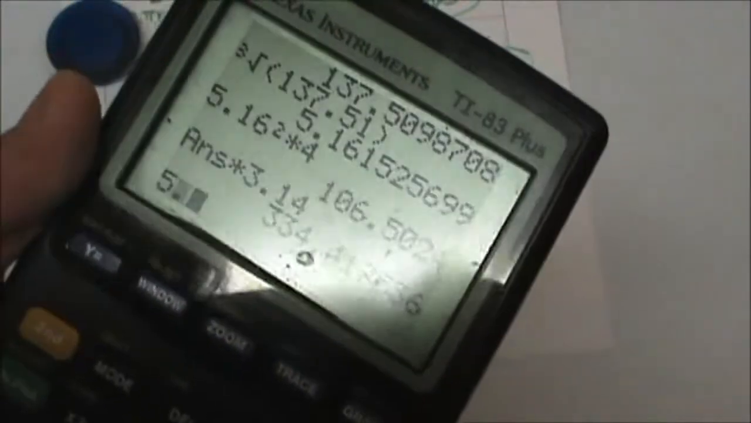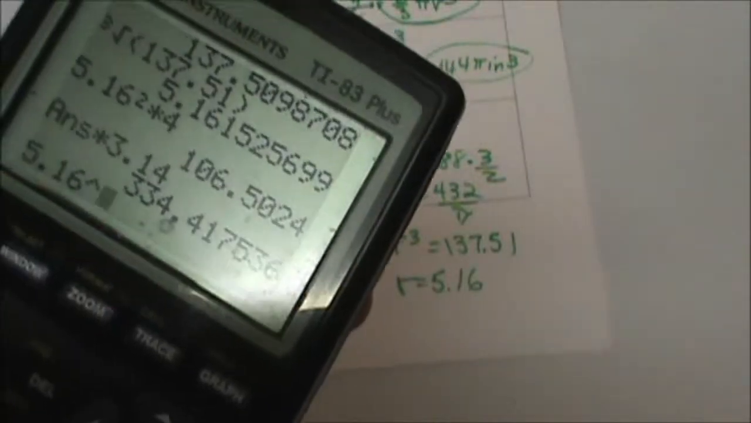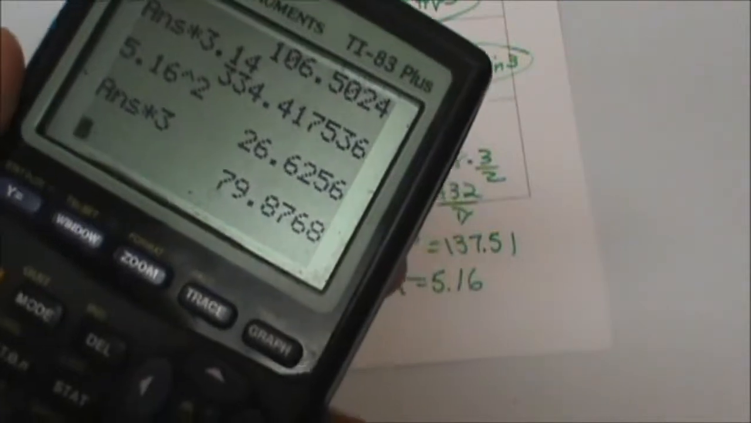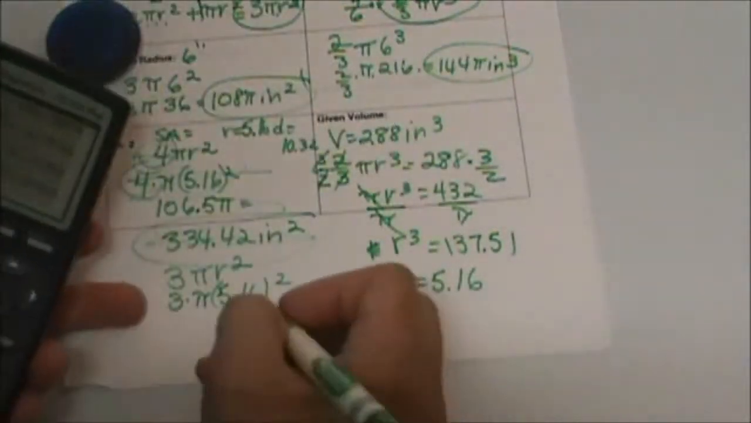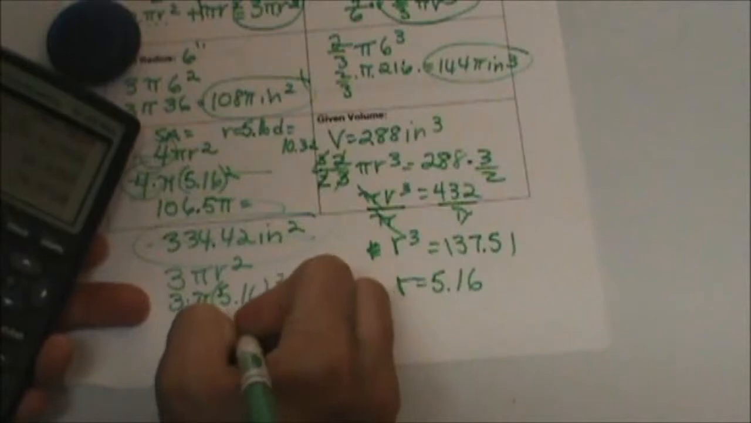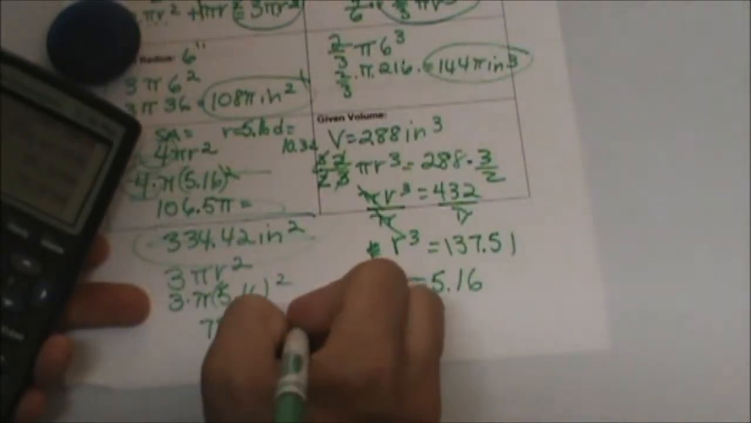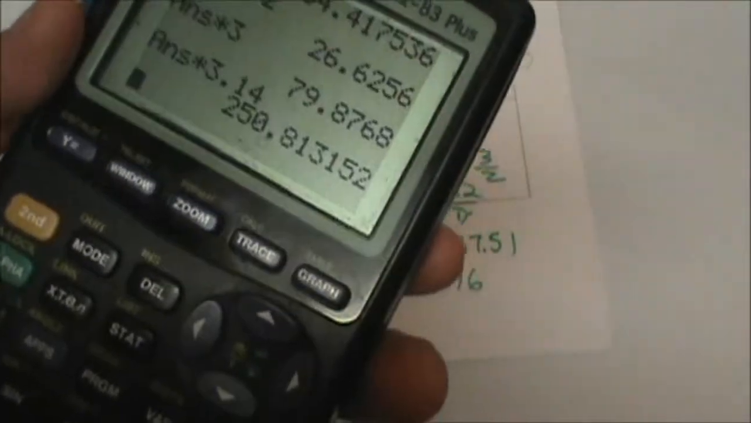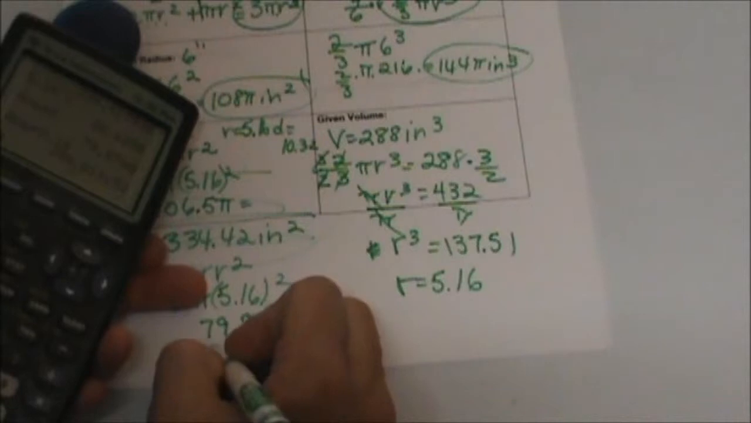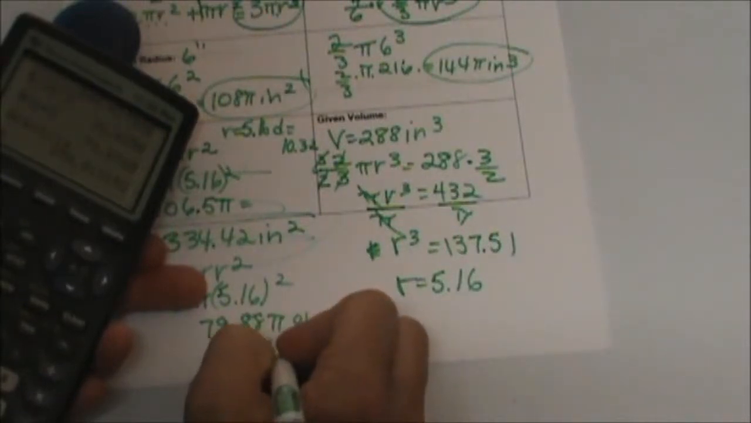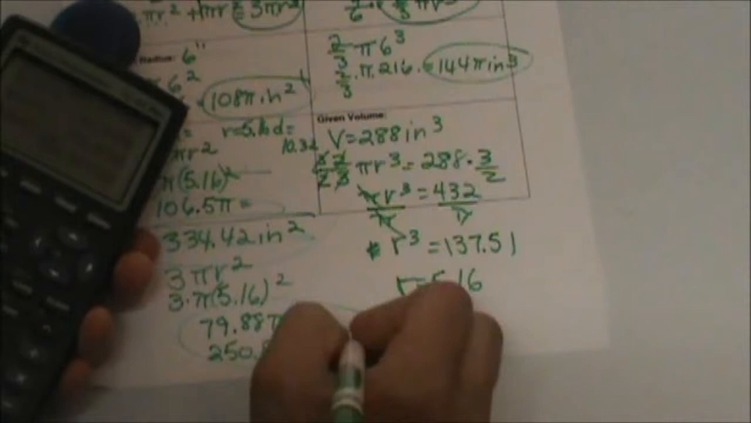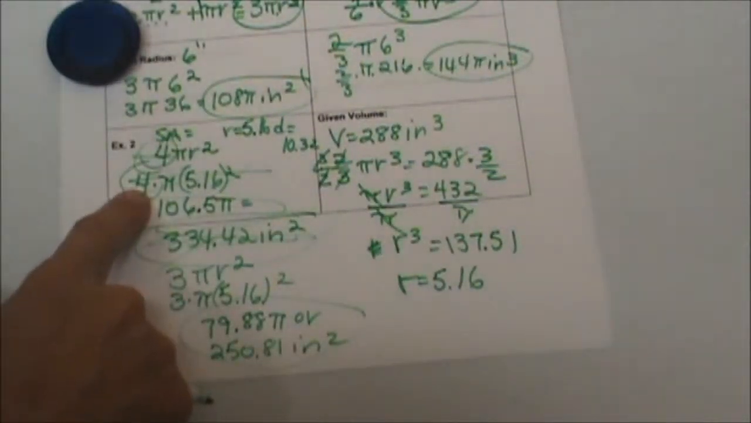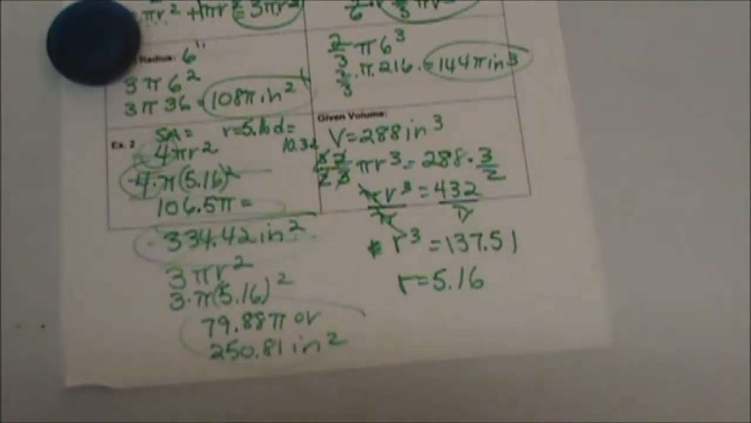Oh, this is when I wish we were in a classroom so you could catch me quicker. Okay, times 3. So that's 79.88 pi, or times 3.14, 250.81 inches squared. Okay, so we're going to throw out that 334 because I forgot. I wasn't supposed to multiply by 4. I was supposed to multiply by 3. So, hey, we're all human, right?